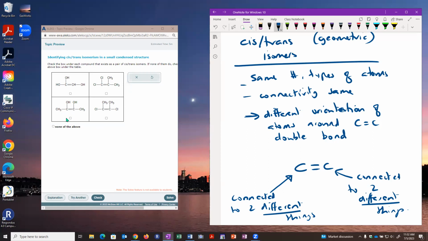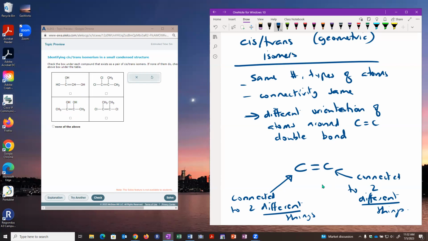If we take a look at this one, so there's a double bond. This carbon is connected to a methyl and it's connected to hydroxyl. So these are different, CH3 and an OH. So let's confirm that the carbon on the right is also connected to two different things. And we have a CH3 and we have an OH. So these two are different from each other as well. These two are different from each other. So yes, this can exist as cis-trans, right?